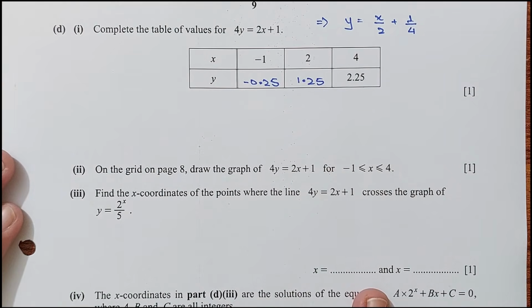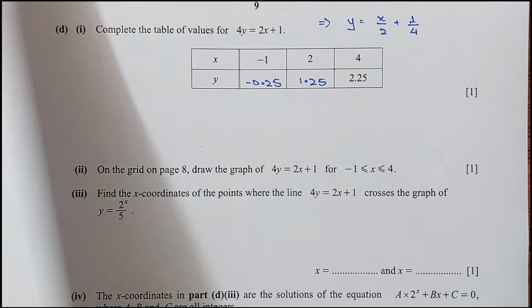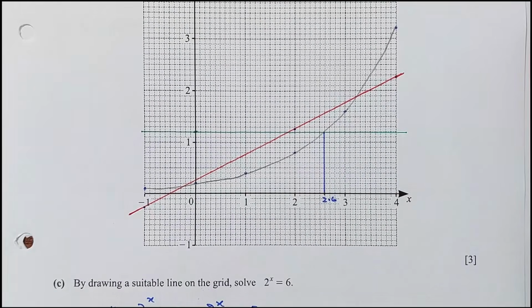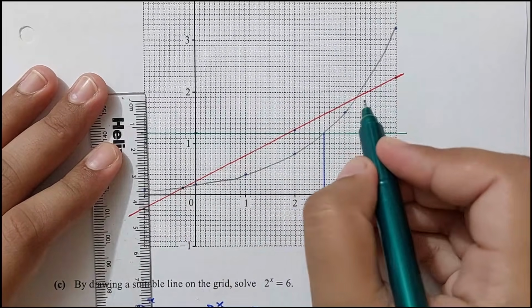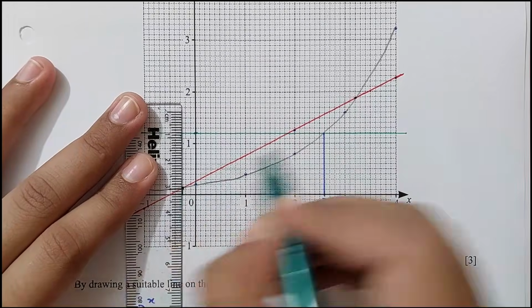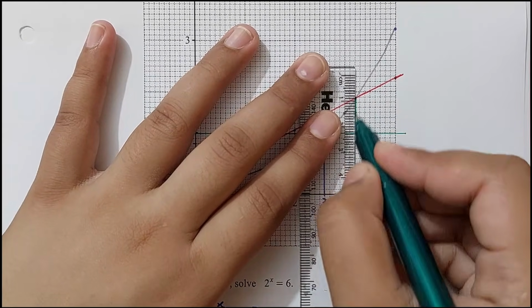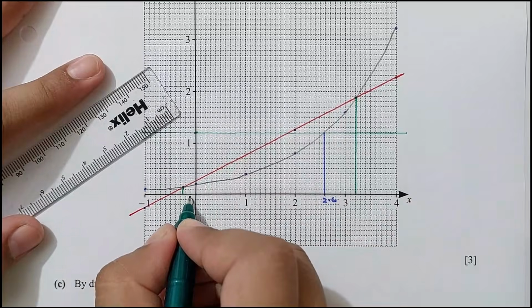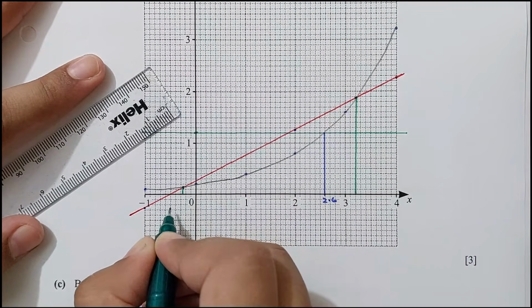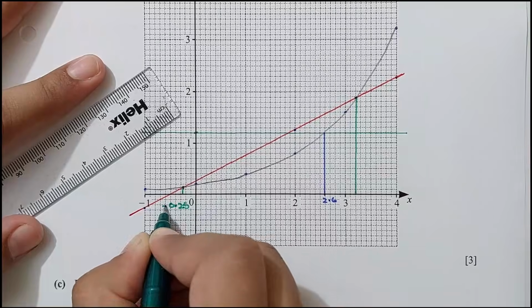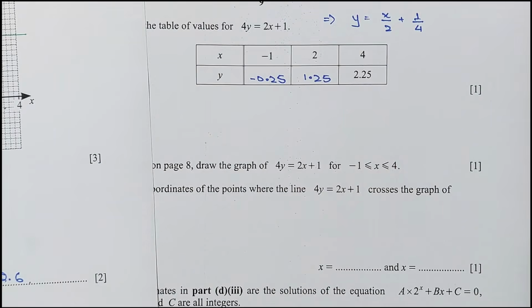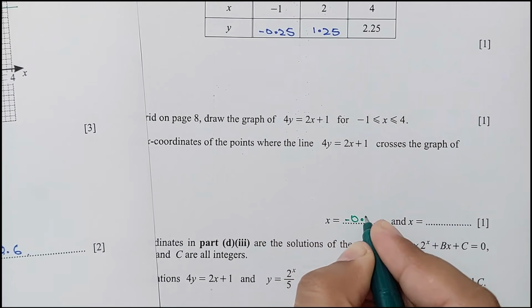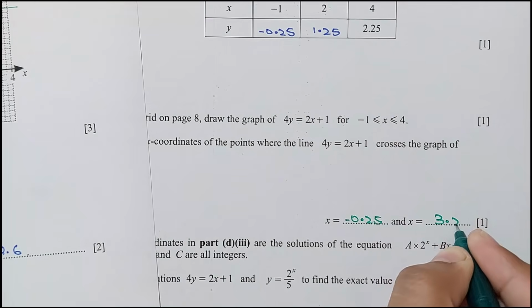Now for the third part, find the x-coordinate of the points where the line crossed the graph of the function. Okay, so we have to pick the x-coordinate. So the line cuts the graph at this point and at this point, right? So this is 0.25 with a negative sign, and this is 3.2. Negative 0.25 and 3.2, right?